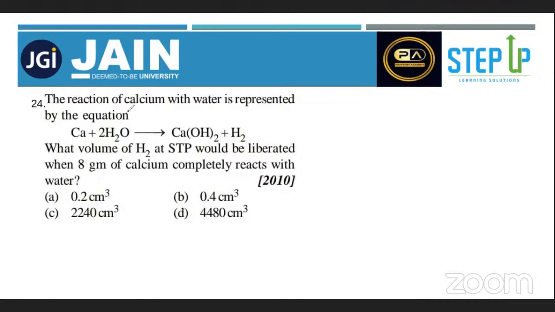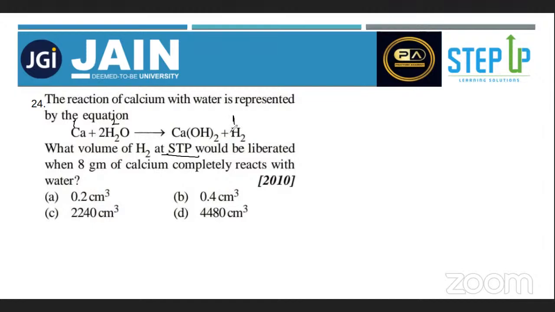The reaction of calcium with water is represented by this reaction. We are trying to find what volume of H2 at STP would be liberated when 8 gram of calcium completely reacts with water, meaning it is getting completely used up. Here 1 mole of Ca reacts with 2 mole of H2O and forms 1 mole of H2. This is the complete reaction.